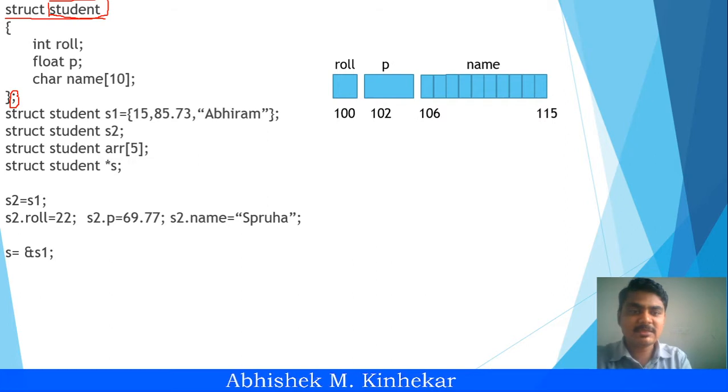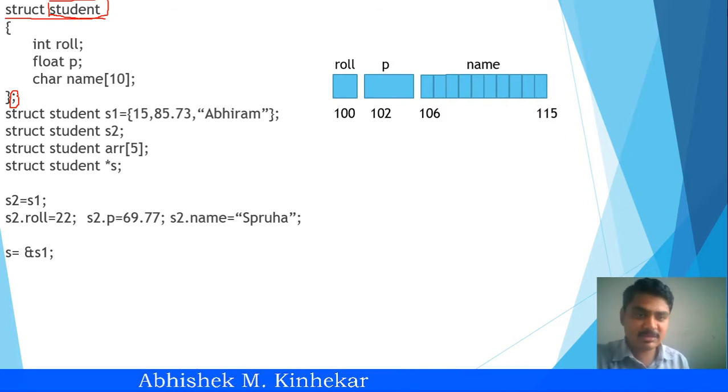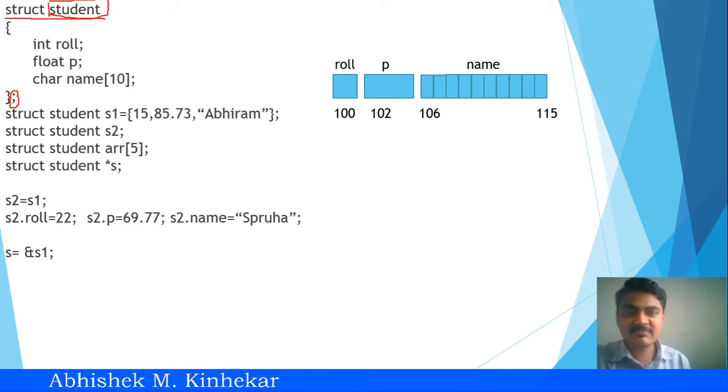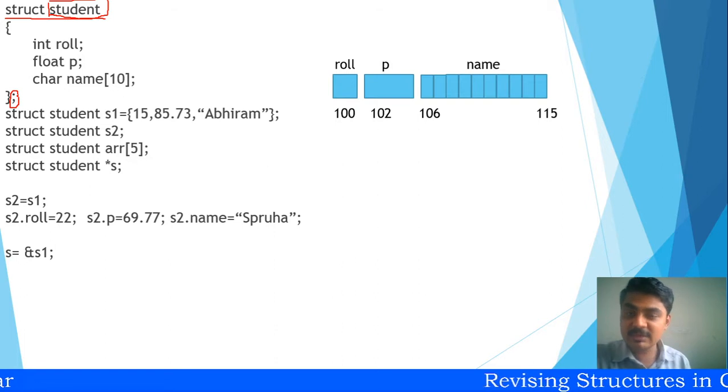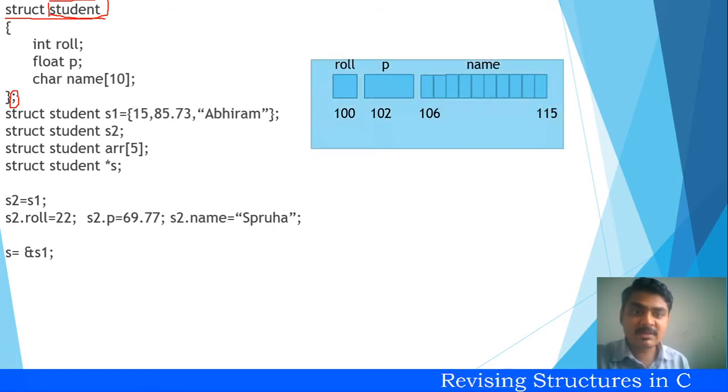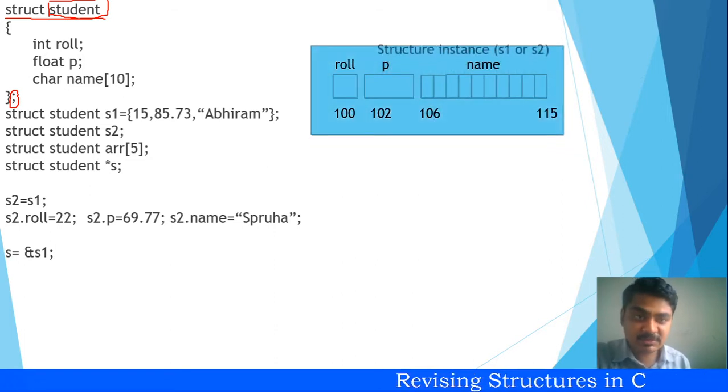2 bytes in case of 64, 1 byte in case of normal 32-bit architecture. So from 106 to 115 you will be having a complete array of characters by the name. So this is how memory is to be assigned, but frankly speaking, the memory is assigned not to individual elements. The memory is assigned to complete structure.